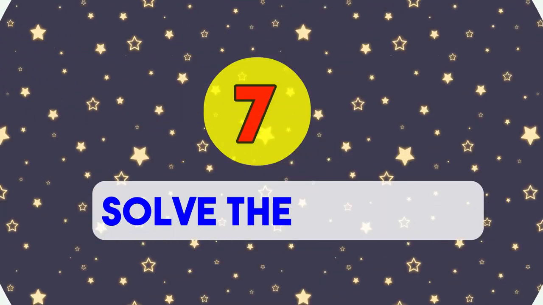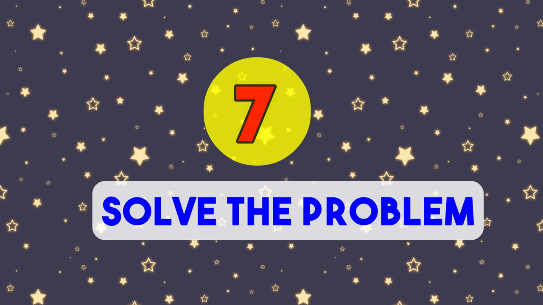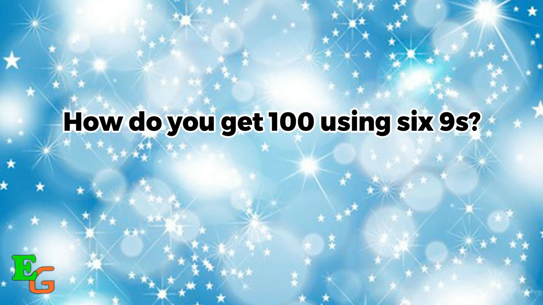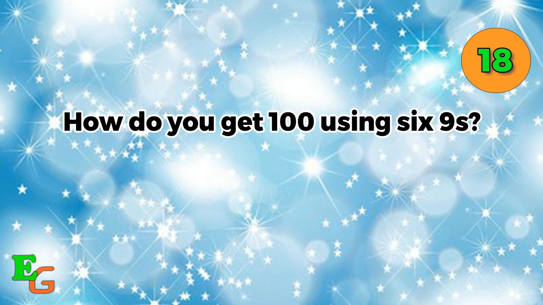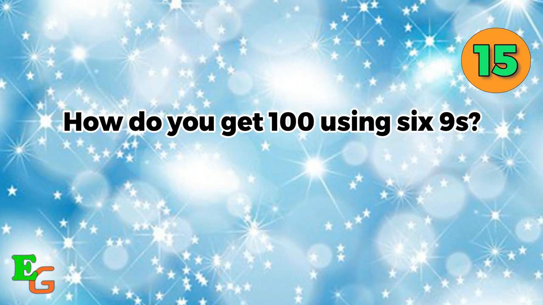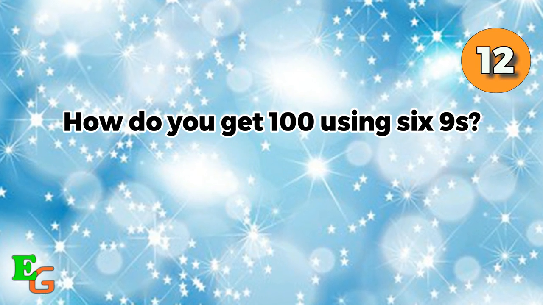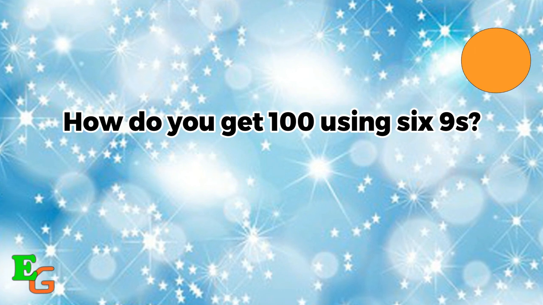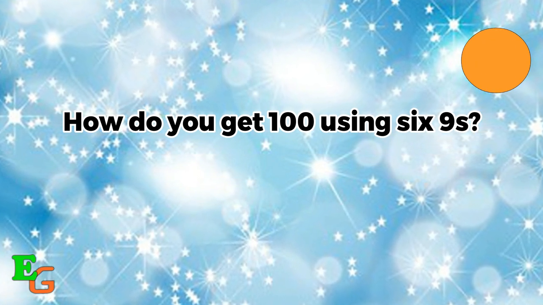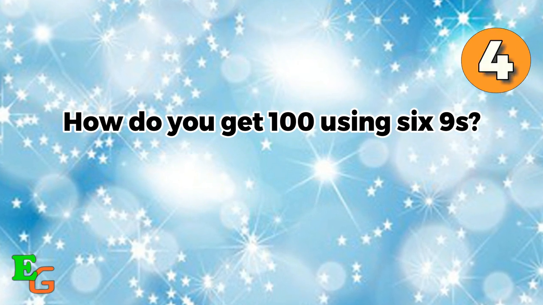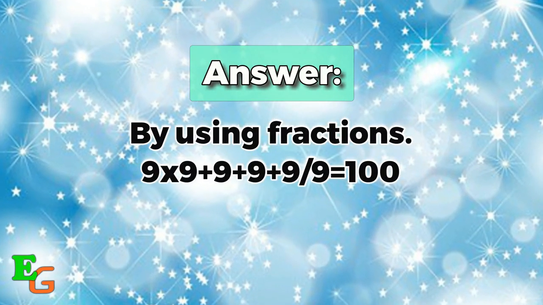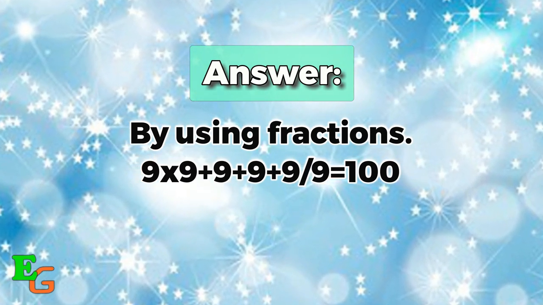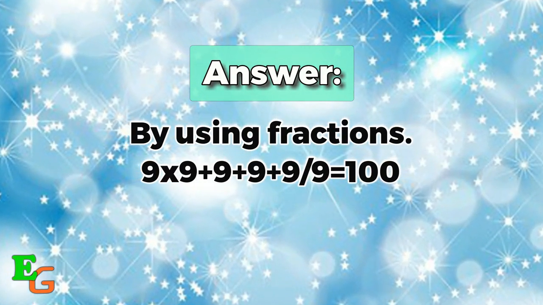Now let's try to solve a mathematical problem. You have 20 seconds and here is your question. How do you get 100 using 6 nines? Tricky, isn't it? By using fractions. 9 plus 99 divided by 9 gives 100. Great!